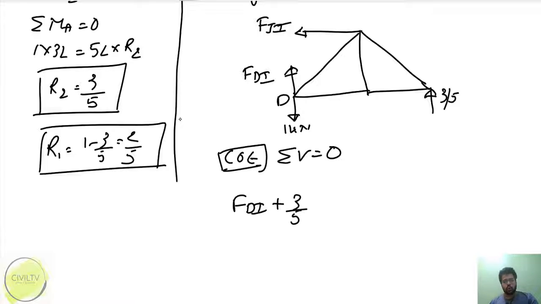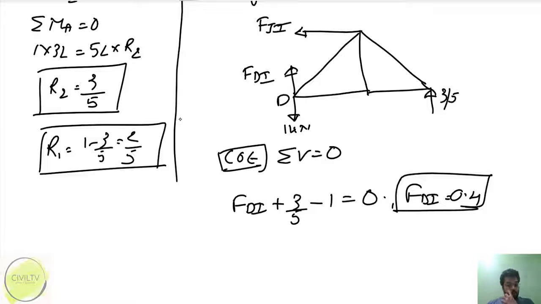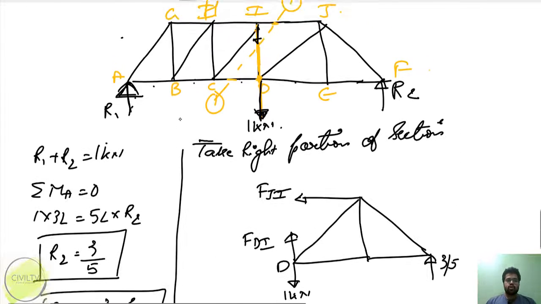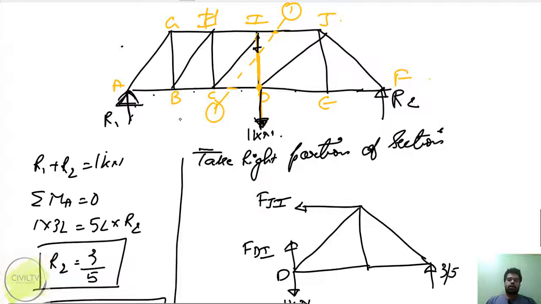1 kilonewton is going downward, so minus 1 equals 0. So FDI comes out to be 0.4. This will be the value when the unit load is at joint D. So now, I applied a unit load at joint D and calculated the force in the member DI.